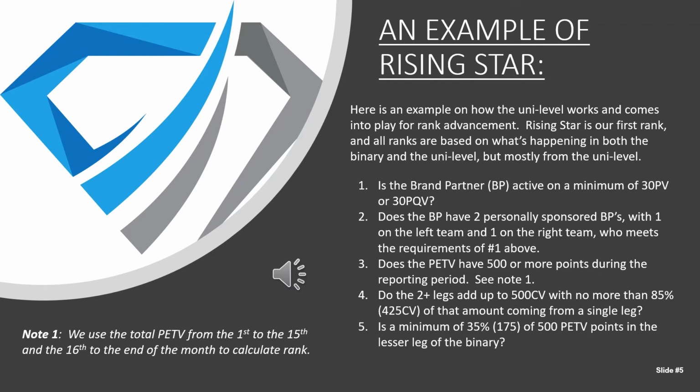The fifth thing is the minimum of 35% of the total PETV. In this case, we need 500 points in team volume, so 35% of that is 175 points. And does your left side, well, maybe not your left side, but your weak side, does your weak side have 175 points during that reporting period? If that happens, then that box gets checked and you become a Rising Star. Those are the only 5 things that we look for when we rank advance a brand partner in the company.